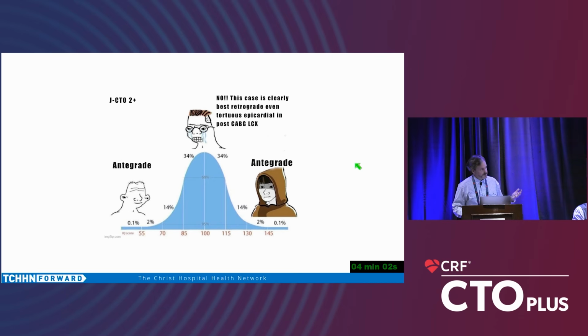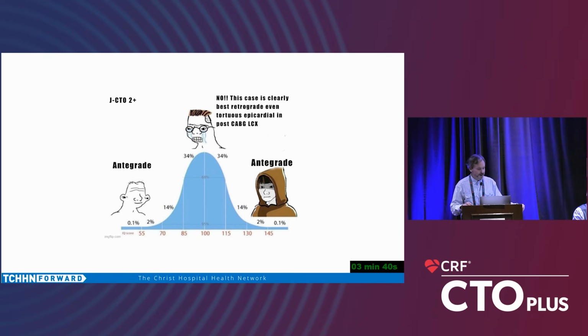One of the things that I realized in doing this is that the difference between being an okay CTO operator and being a good CTO operator is being able to go retrograde. But the difference between good and great is what you can do antegrade. One of my annoyances at conferences is whenever people say, oh yeah, I would just go retrograde for this. Well, like 20% of the time you can't get retrograde. So what are you going to do?